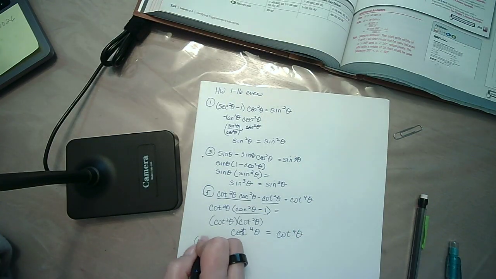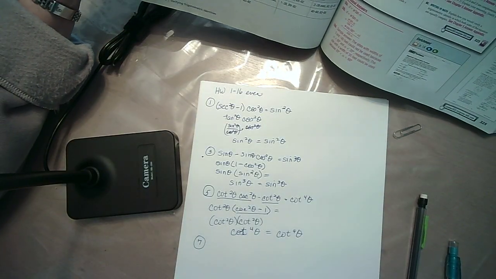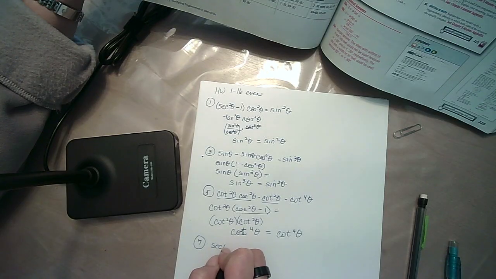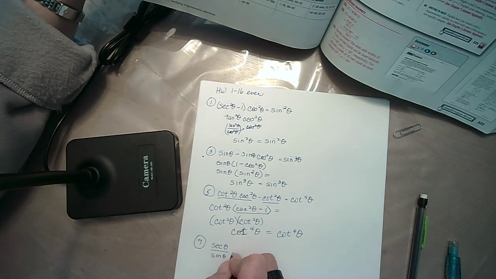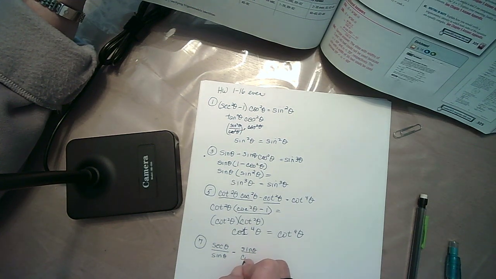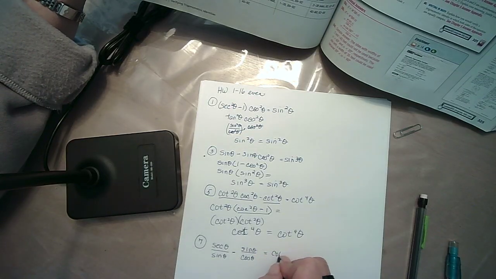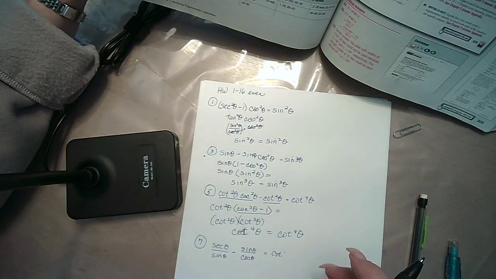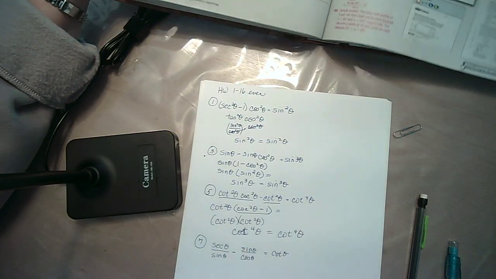Let's look at number 7. Okay, we have a fraction there, so I have secant theta over sine minus sine over cosine. And I want it to look like cotangent theta. I think I was copying 6 and 7, sorry. This is number 7. All right.